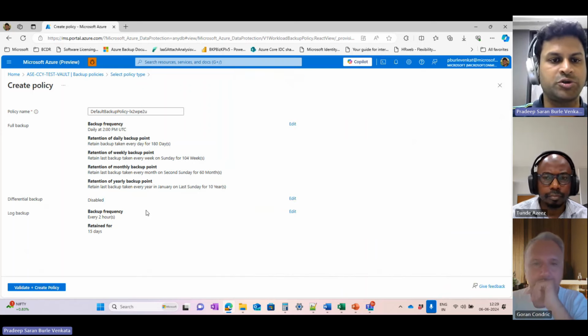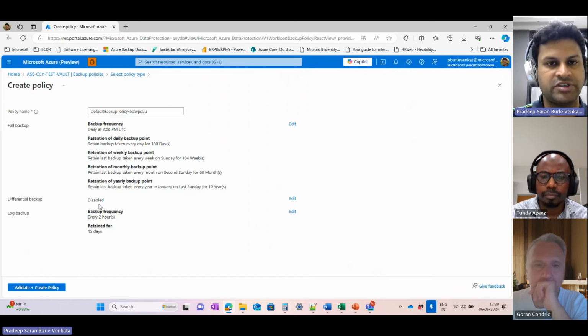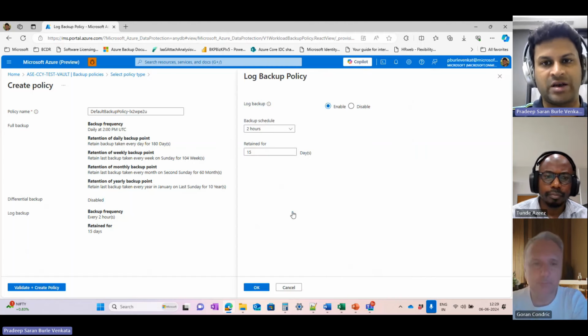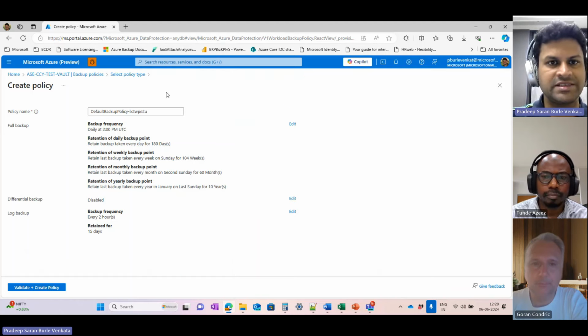You can also choose whether you want to do a differential backup. As I said, a lot of customers will do a weekly full and then a daily differential backup, which further reduces your backup costs. You can also enable log backups, predominantly for point-in-time restore, and choose how long you want to retain them. This is the goodness of the backup policy, completely flexible. You can create one backup policy and use it across multiple vaults as well.